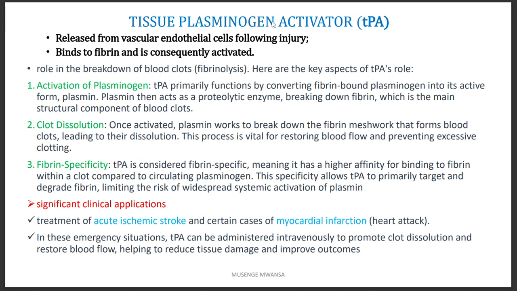Now, we've already mentioned that this TPA is bound to fibrin. So what are some significant applications we can mention from here? We have got acute ischemic stroke. The TPA can be used in the treatment of acute ischemic stroke and also some myocardial infarction, or heart attack. This is basically caused by blood starting to clot in the blood vessels. So if you want to prevent that, this TPA is going to do a good job by destroying those clots which have been formed, and then blood will be able to flow well. And that is going to prevent this stroke. Okay.